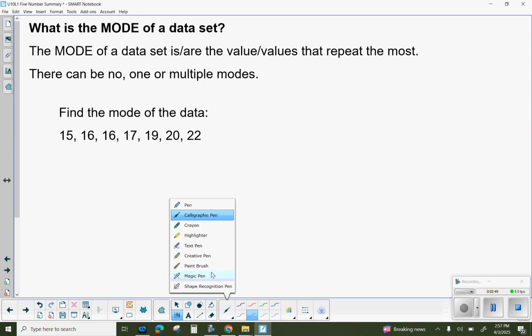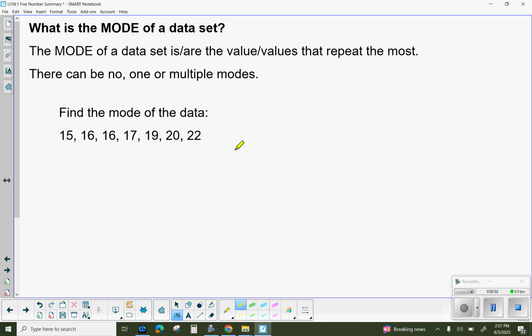Another way that mathematicians use to find the best number to represent is something called the mode. Okay, the mode is the number that is repeated the most. So you see MO, MO. Mode means most. So if I look at that set of numbers that I have here in front of me, I notice that there are two 16s, everything else only happens one time. Therefore, my mode is 16.